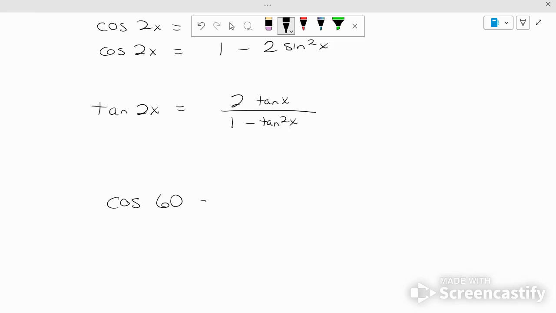So the cosine of 60 is the same as the cosine of 2 times 30. That's a cosine of 2x, right? So 30 is my magical number that I'm going to use in my formula. So I'm going to say this is equal to the cosine squared of 30 minus the sine squared of 30.